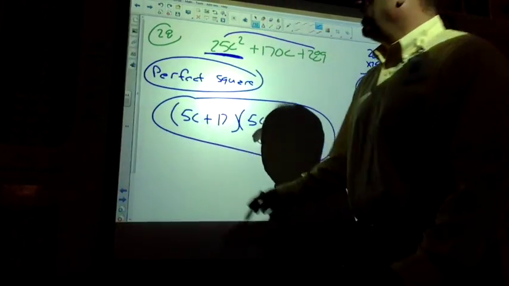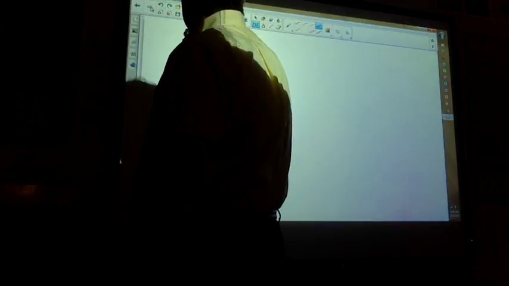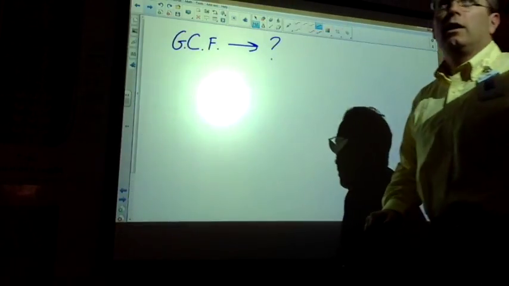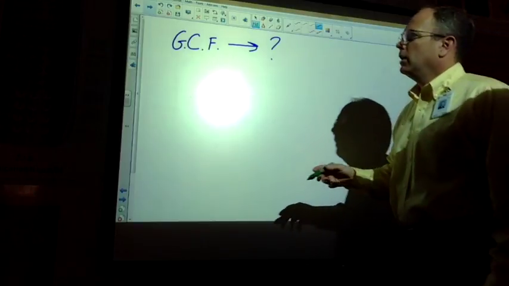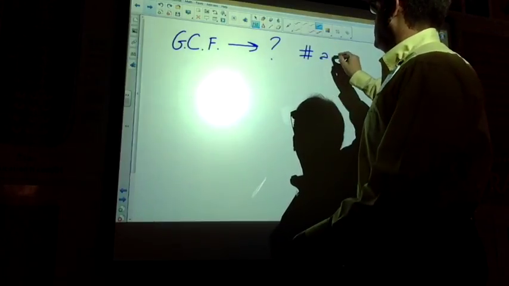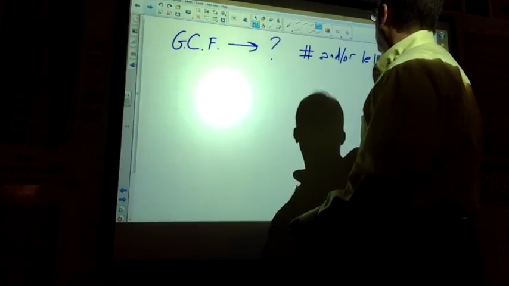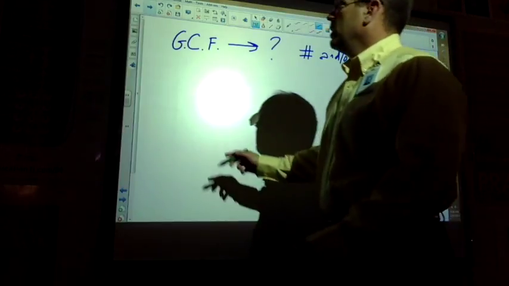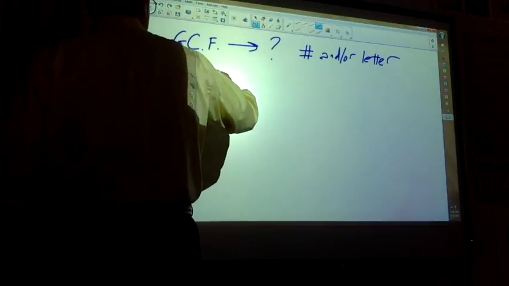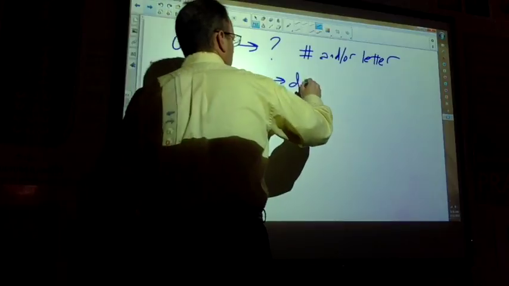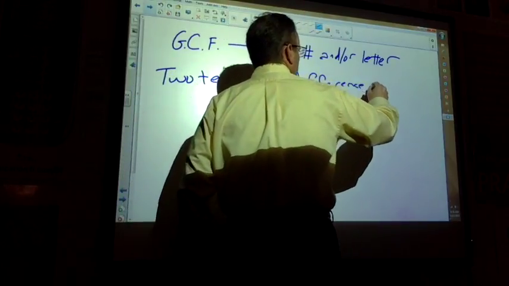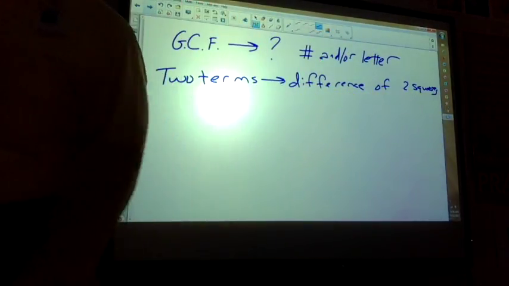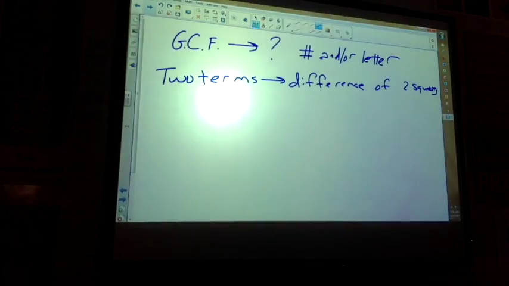A few things that we talked about: make sure as you're going through, your very first thing is, is there a greatest common factor? If there is, that's what comes down to the very end. Greatest common factor can be a number and or a letter. Correct? So, is there a greatest common factor? If there are two terms, is it the difference of two squares? If it is, then go for it. If it's the sum of two squares, then you can't go any further. Okay, so those are your first two questions.